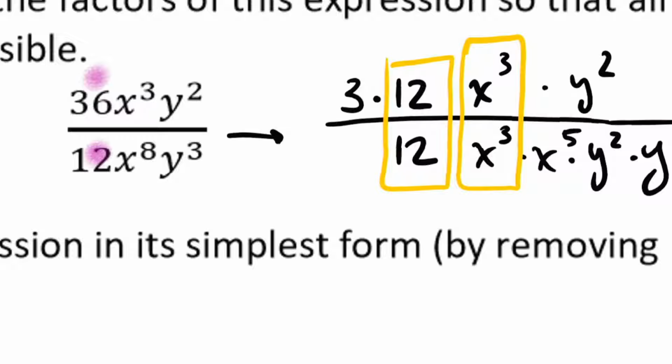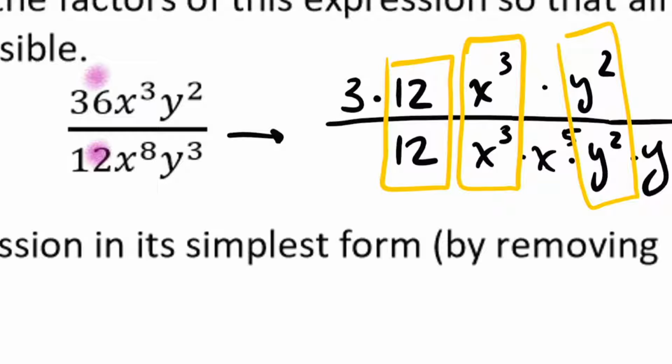Again, it's not magic. If you look at the top, I've got 3 times 12, which is 36. I've got x cubed and I've got y squared. In my denominator, I've got a 12. I've got an x cubed and an x to the 5th. And I've got this y cubed. So basically, at this point, I've accounted for all the things that I can get rid of, all the giant ones. Right? So this is gone also.